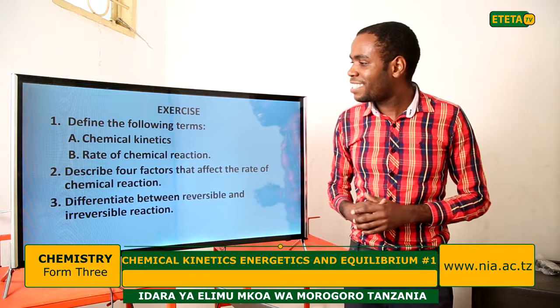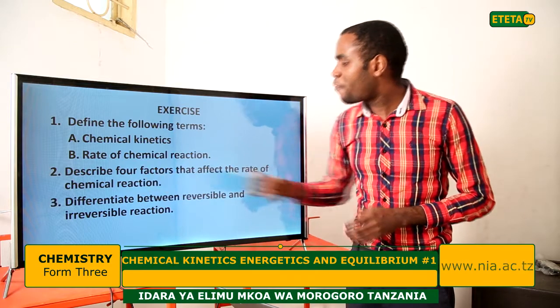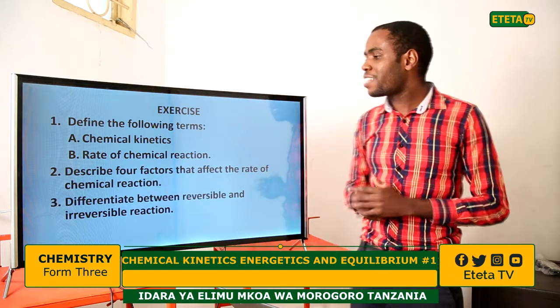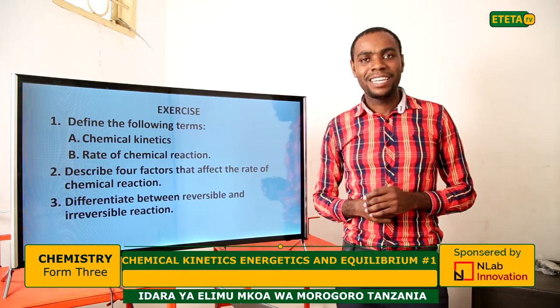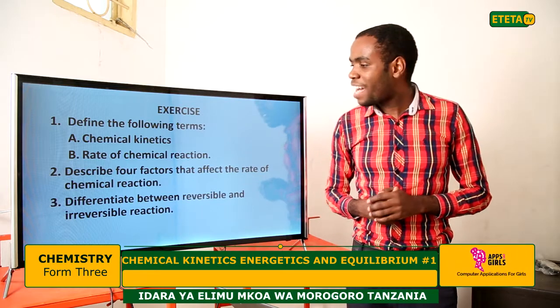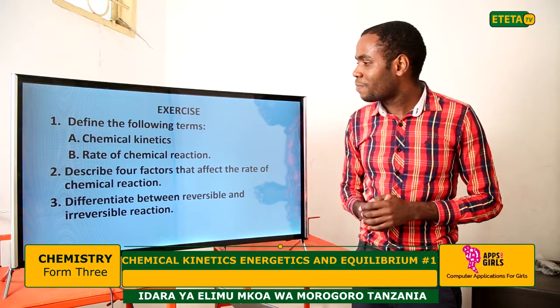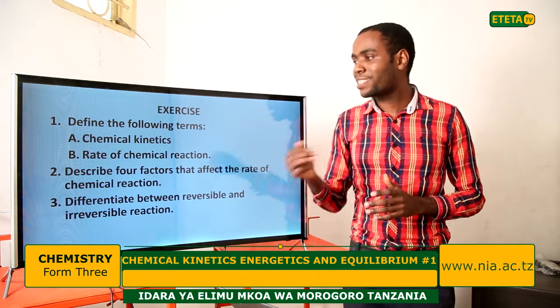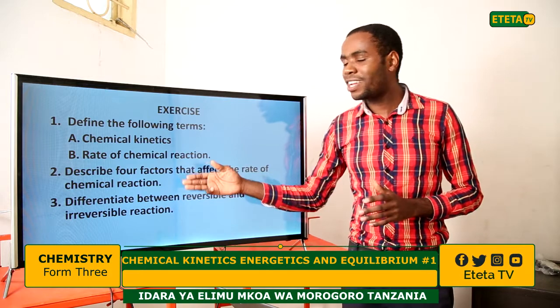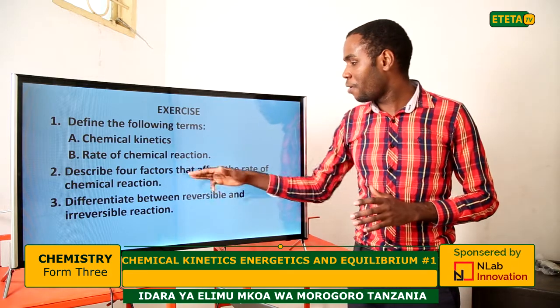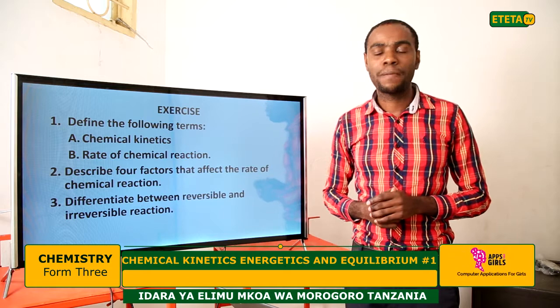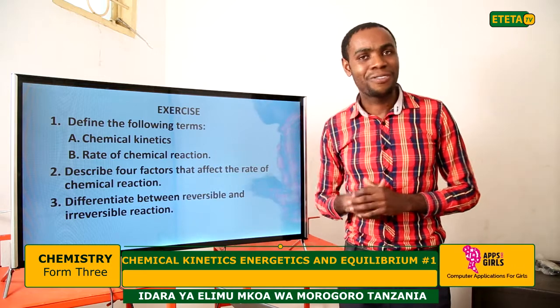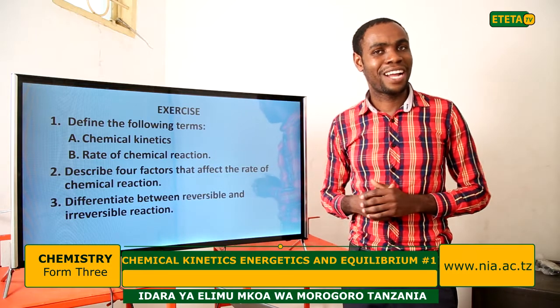Now, the second question says, describe 4 factors that affect the rate of chemical reaction. To describe this, you explain. After mentioning, you explain it. It's my hope that you can mention and explain all factors that affect the rate of chemical reaction. Now, can you do it? It's my hope that you can do it.